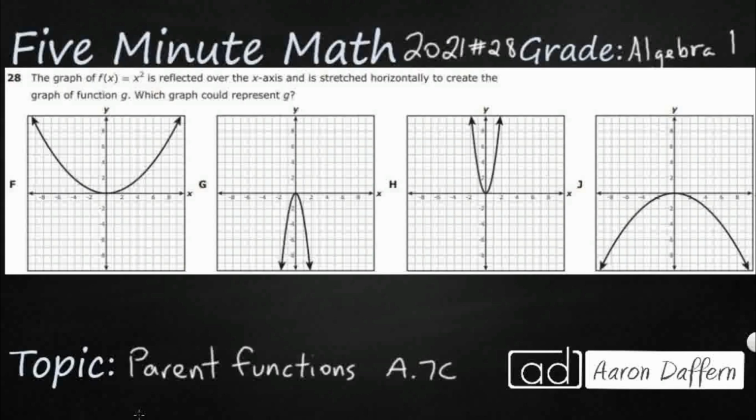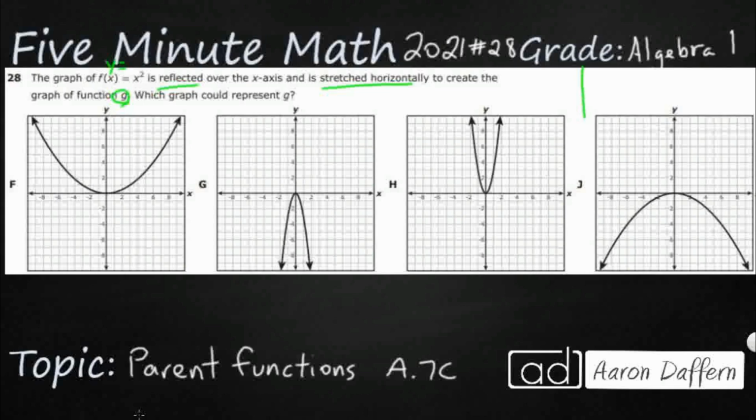So the graph of f of x equals x squared is reflected over the x-axis and stretched. Alright, so we need to find which of these can represent g. Well, we need to know what f of x equals x squared looks like. If you don't know, you can open up your calculator and just plug that in real quick. You would just use the y equals feature, and say y equals x squared.